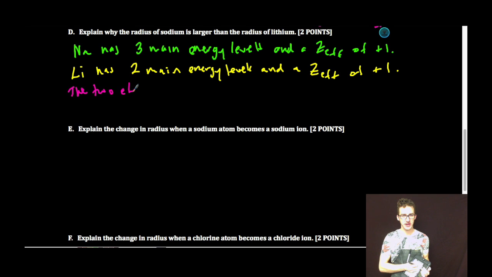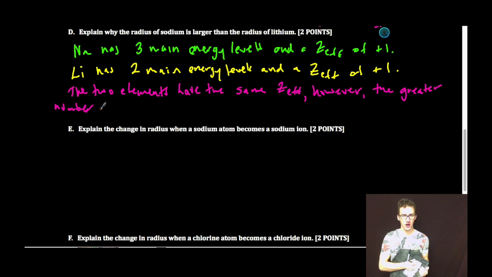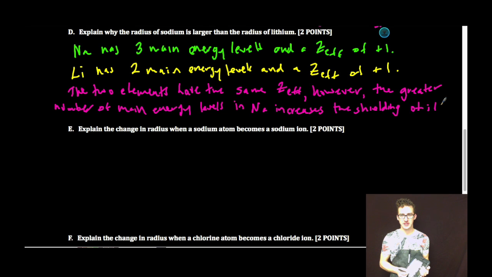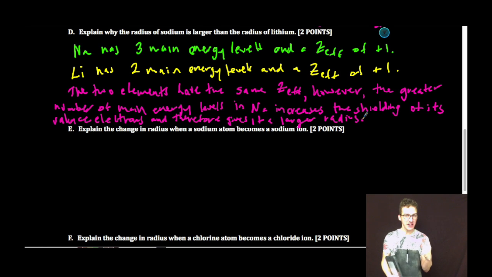The two elements have the same effective nuclear charge. However, the greater number of main energy levels in sodium increases the shielding of its valence electrons and therefore gives it a larger radius. Boom! Listed out main energy levels and effective core charge for each element and then explained in those terms why the radius of sodium is larger than the radius of lithium.